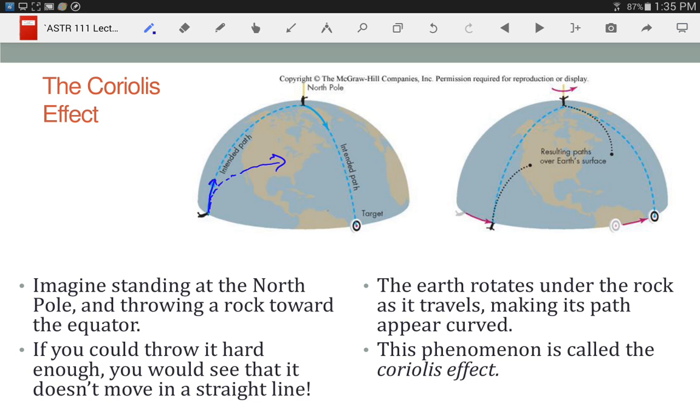Now, if you were on the North Pole and you threw it south from the North Pole, it would have virtually no speed going east. As it goes farther from the pole, the Earth is going faster, so compared to the Earth, it would appear to deviate like that. Yes, question, Satish.